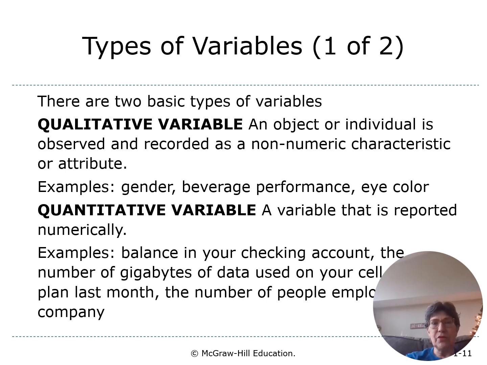Qualitative variables or data is an object or individual that's observed and recorded, but it's a non-numeric characteristic or attribute, so you can't put a number to it. Things like gender, a beverage preference, beer versus wine, lemonade versus pop, or your eye color: brown, green, blue. Those are not numbers, but those are qualitative characteristics, and they are considered qualitative variables.